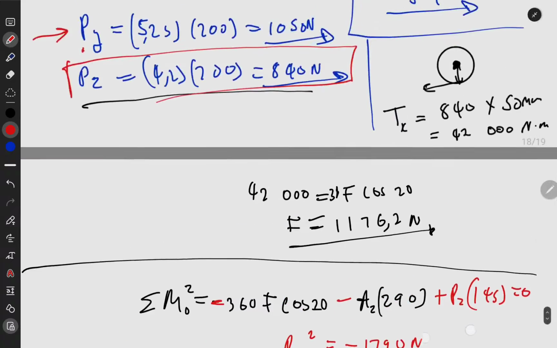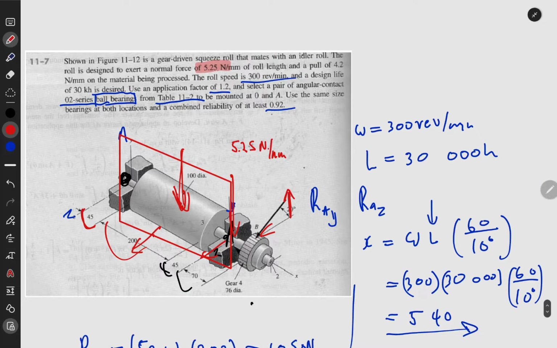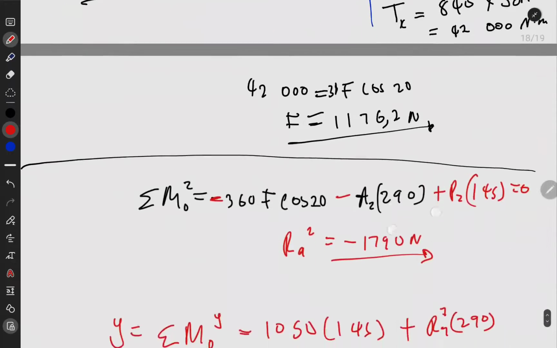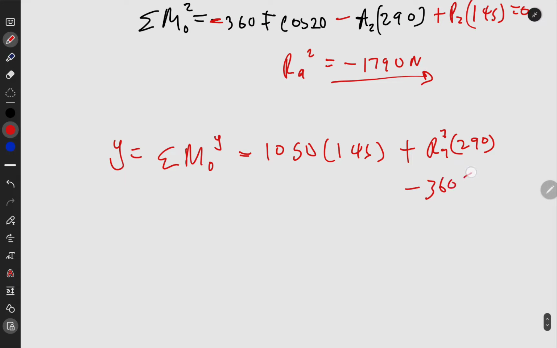Then subtracting this moment by this one, so it's the only one going up. We're expecting only one to be negative 360 F cos 20. Oh, it's now opposite, so it's sine. Okay, we know everything here except this one, so we'll have R A Y to be equals to, if you compute, negative 25.6 newtons.